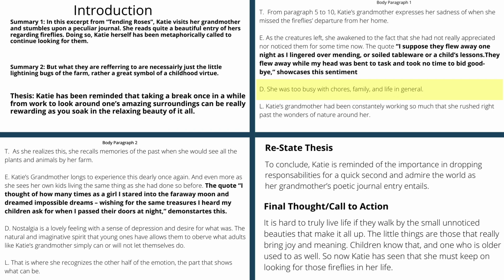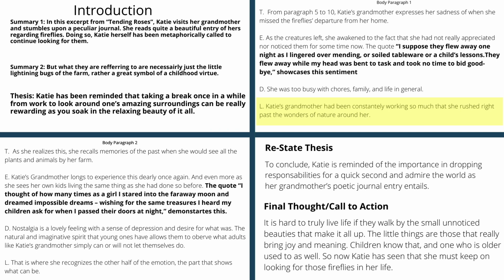Now let's look at the detail. She was too busy with chores, family, and life in general. So the student is going into just a little bit more depth to let us know that the author wrote this paragraph in a way to show us that the grandmother was too busy with all of these tasks to really enjoy life. Katie's grandmother had been constantly working so much that she rushed right past the wonders of nature around her.